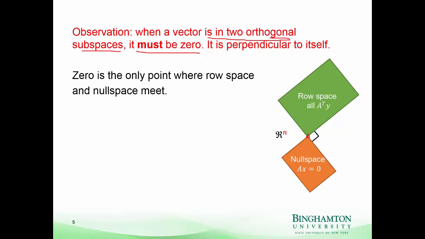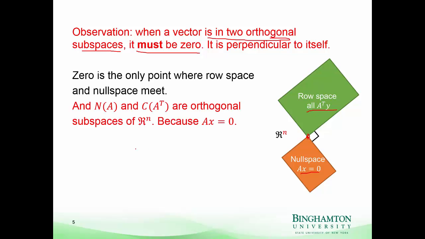So that in fact, the row space of matrix A and the null space of matrix A are orthogonal to each other. And the only vector that is in common to them is the 0 vector. So we're stating that here, N of A and C of A transpose are orthogonal subspaces of R^n. And the short answer is because Ax is equal to 0.